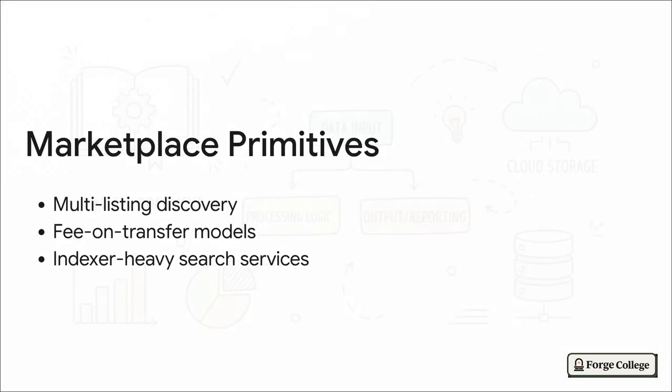And you're definitely going to need that speed, because in our next lesson, we are throwing a giant wrench into the gears. We're going to dive into marketplace types and structures. So I want you to start thinking right now about how your newly minted, rock-solid data strategy is going to adapt when we introduce complex primitives. We're talking multi-listing discovery, intricate fee-on-transfer models, and indexer-heavy search services. Your metrics and storage choices will for sure need to shift.